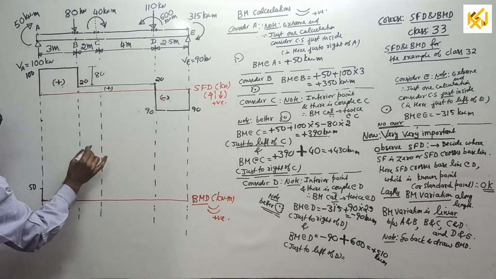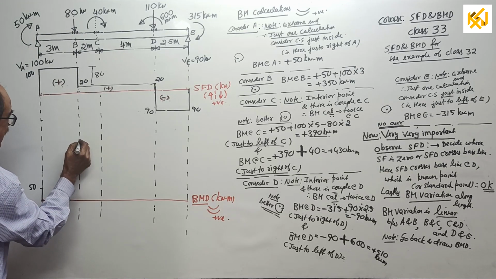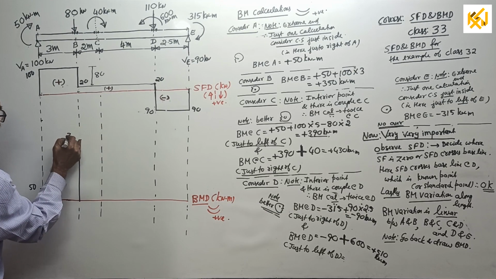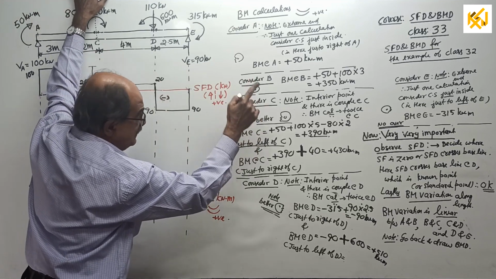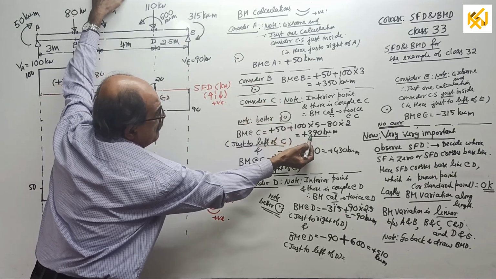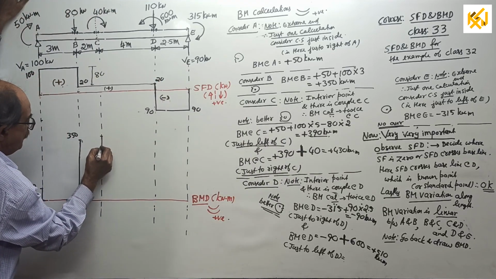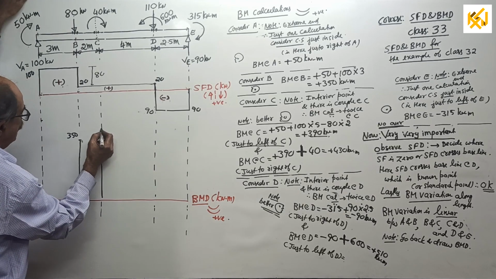BM at B came how much? 350. Some respect to mathematics. Sometimes I have seen people randomly writing without scale. See, 350. BM at C, two values are there. Enter both the values. One of them is plus 390, other is plus 430. Plus 390 will come here. Other one, plus 430 means little more, it will come here.